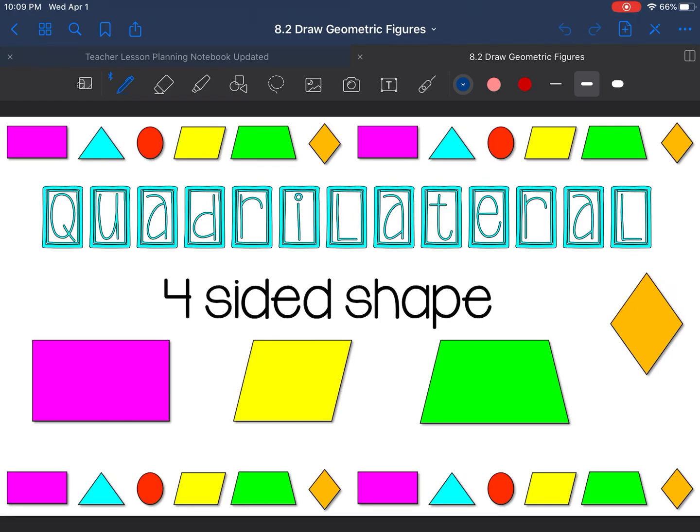So, some examples could be rectangles, squares, rhombuses, parallelograms, kites. Some things that are not quadrilaterals would be a triangle because a triangle has three sides, and a circle because a circle has no sides. Those are two examples of things that are not quadrilaterals. A stop sign is another example that is not a quadrilateral because it has 8 sides. So today we're going to be reviewing four-sided shapes.